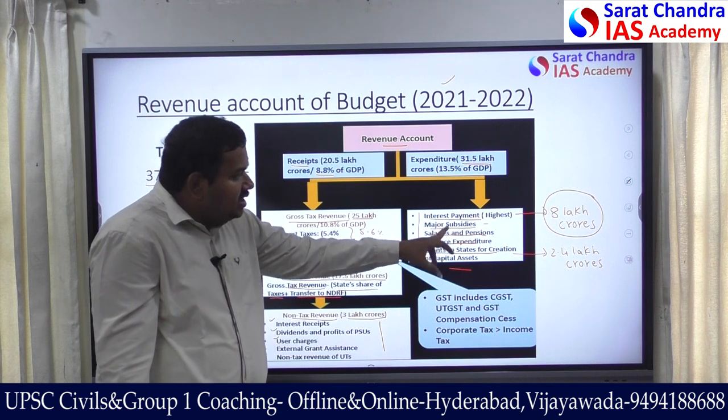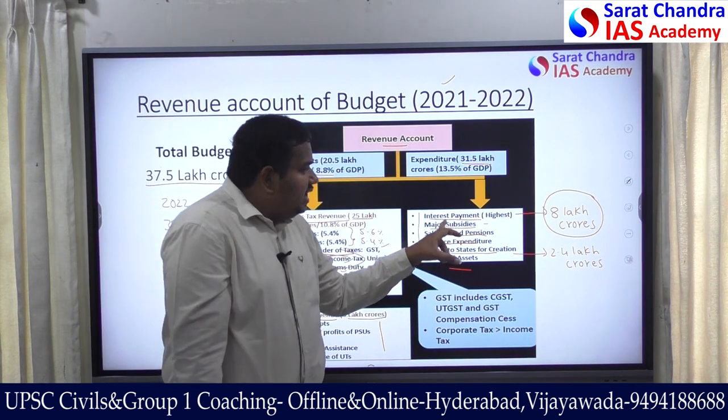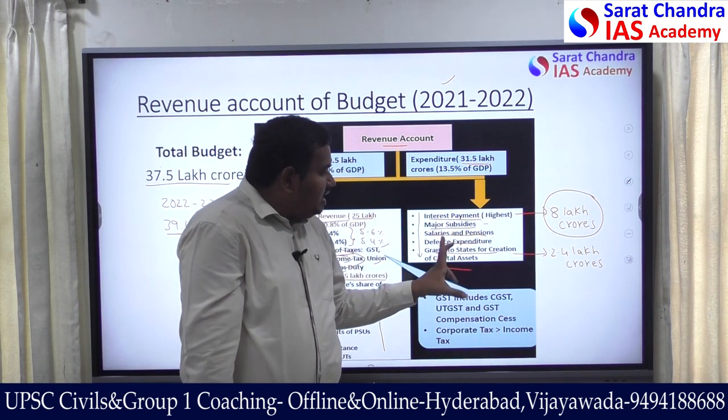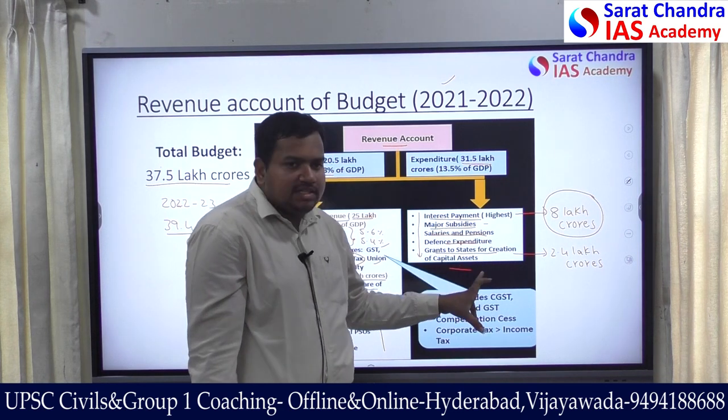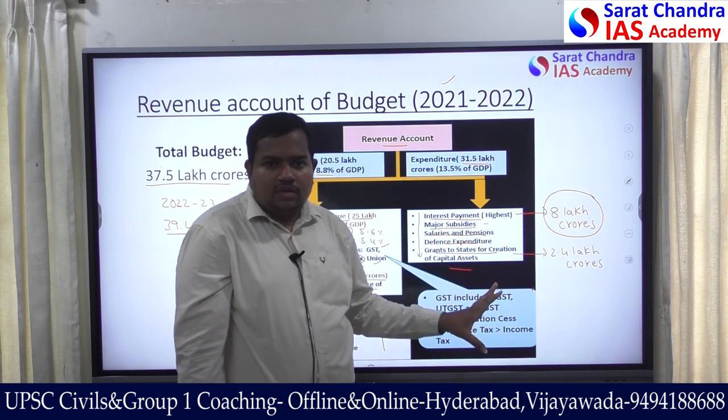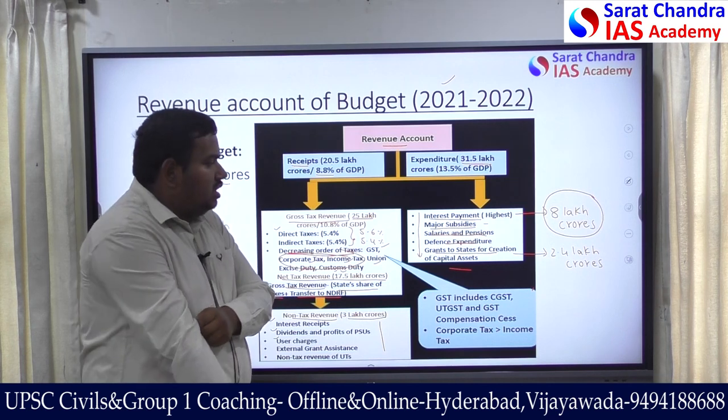Why I didn't give the other values? Why I have given only the interest payment value and similarly grants to the states for creation of capital assets. How much? 2.4 lakh crore. You need to remember these two values.